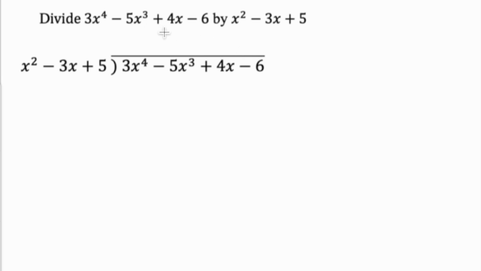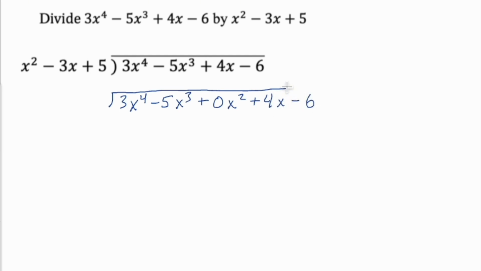All right, so when I set this up, I notice I have x to the fourth power, x to the third power, x to the first power, but I'm missing an x to the second power position. So in order to do this properly, you have to fill in an x to the second position. We need a placeholder. 3x to the fourth minus 5x to the third plus 0x squared plus 4x minus 6. You need a space for the constant also. And then we just bring this down. X squared minus 3x plus 5. And we do what we did on the previous problem.